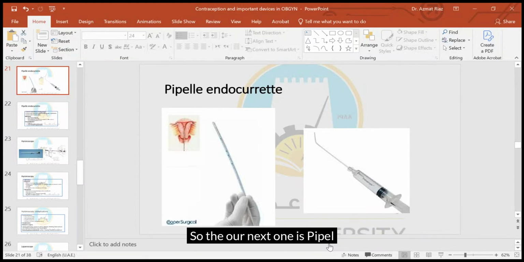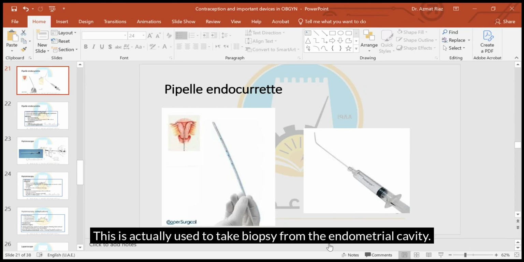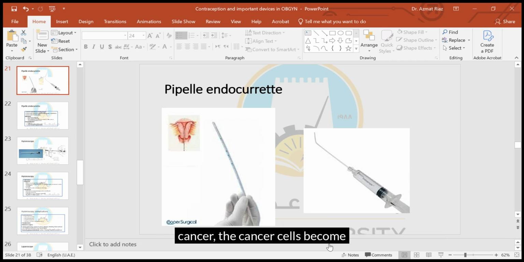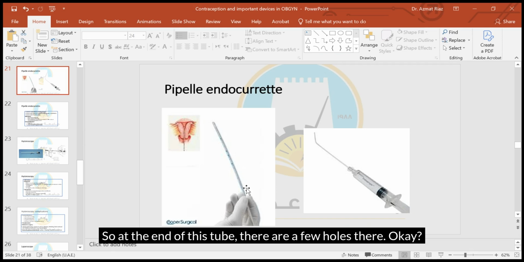Our next device is the Pipelle endocurette, which is used to take a biopsy from the endometrial cavity. It samples only 10% of the endometrium, but it is very effective in detecting cancers, because whenever there is endometrial cancer, the cancer cells become loose and the suction picks them up. At the end of this tube, there are a few holes.